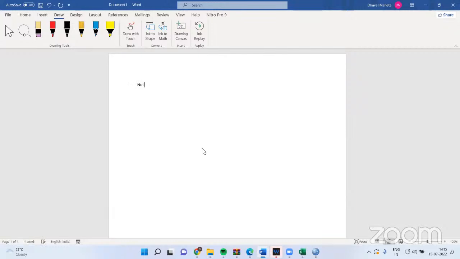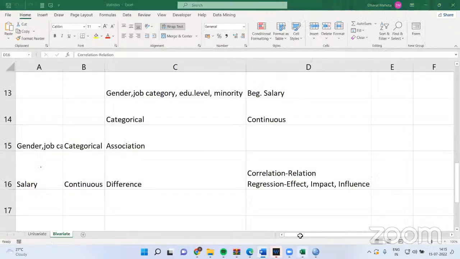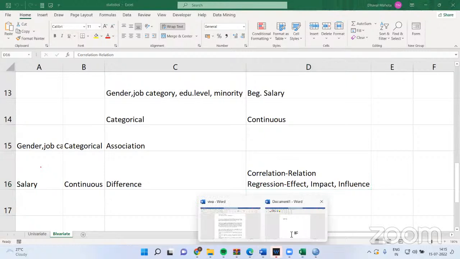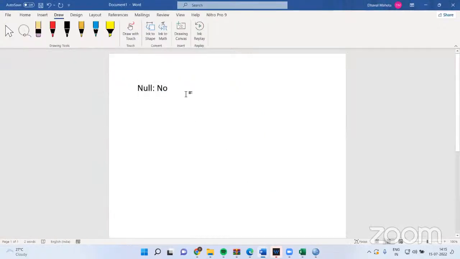So what will be my null hypothesis? What are the first words we should use? First, "no" will appear. Then what should I write? There is no relation, because you are in this compartment. So there is no relation between current salary and beginning salary.